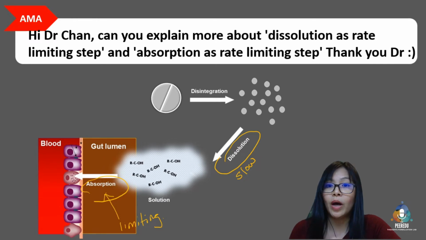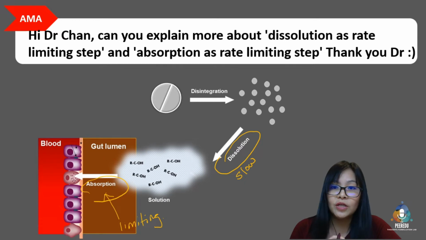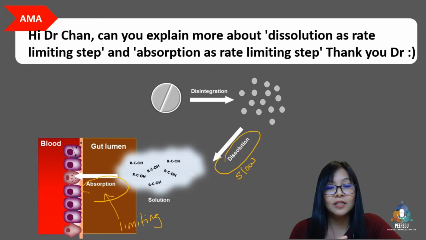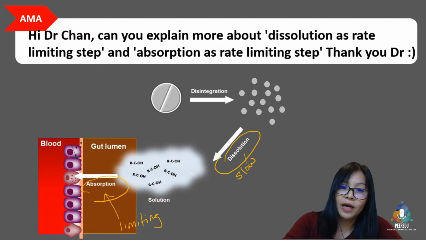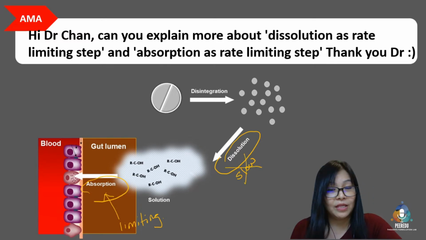But when you have a poorly soluble drug, dissolution usually is the rate limiting step. So what a formulation scientist like me works on is trying to increase the dissolution rate, to get rid of this as a rate limiting step. Then we will leave it for absorption. All right, so this is about dissolution as rate limiting step or absorption as rate limiting step.